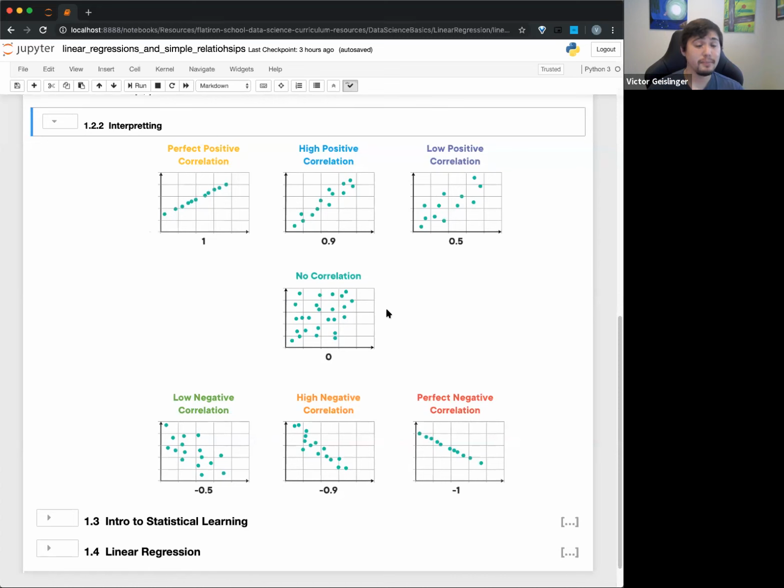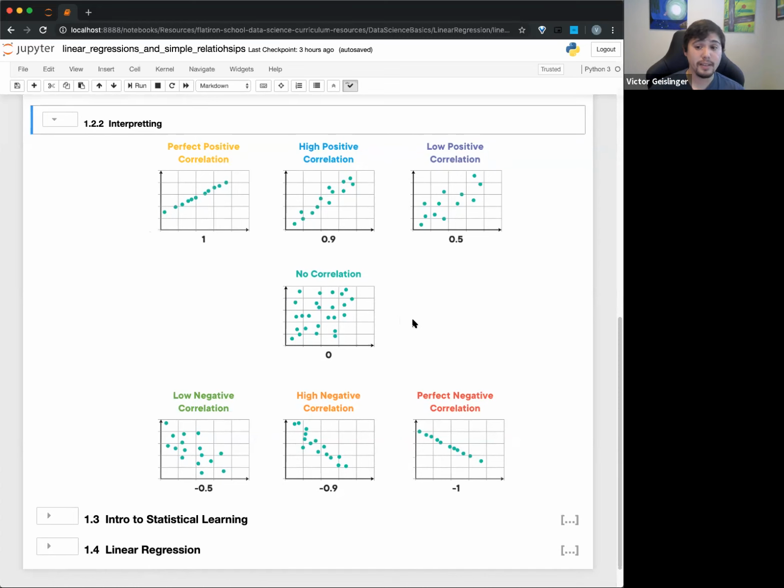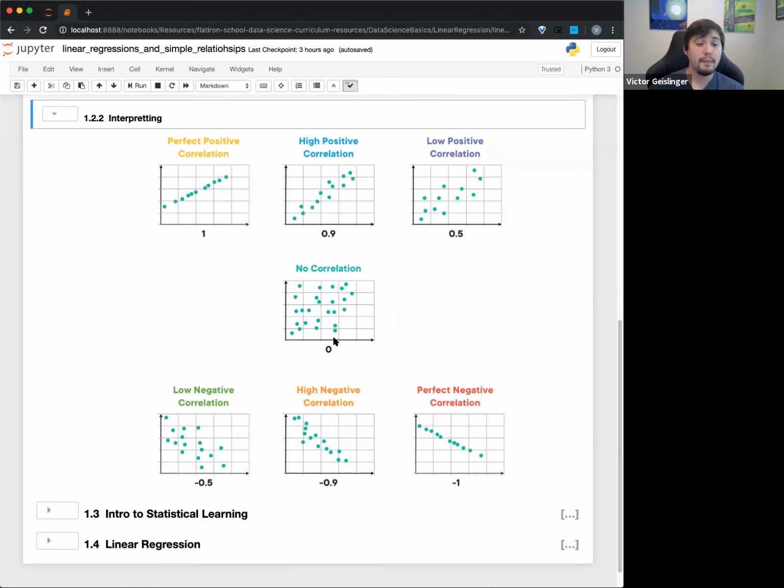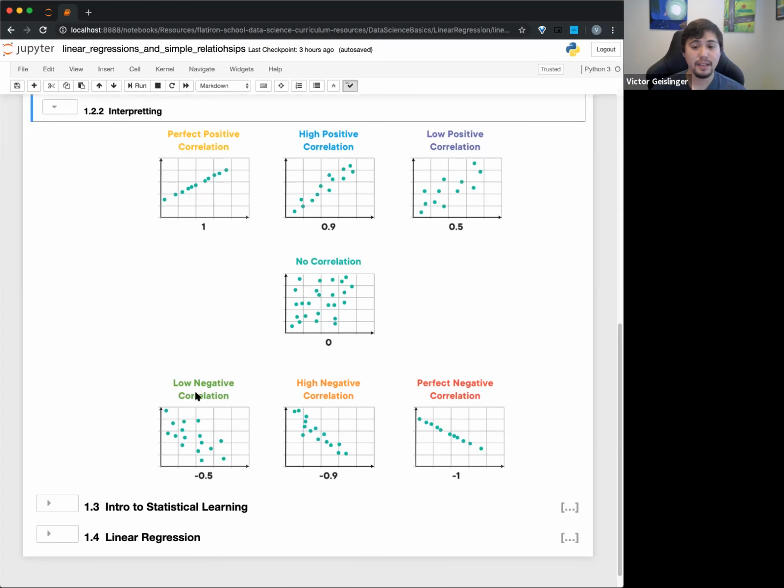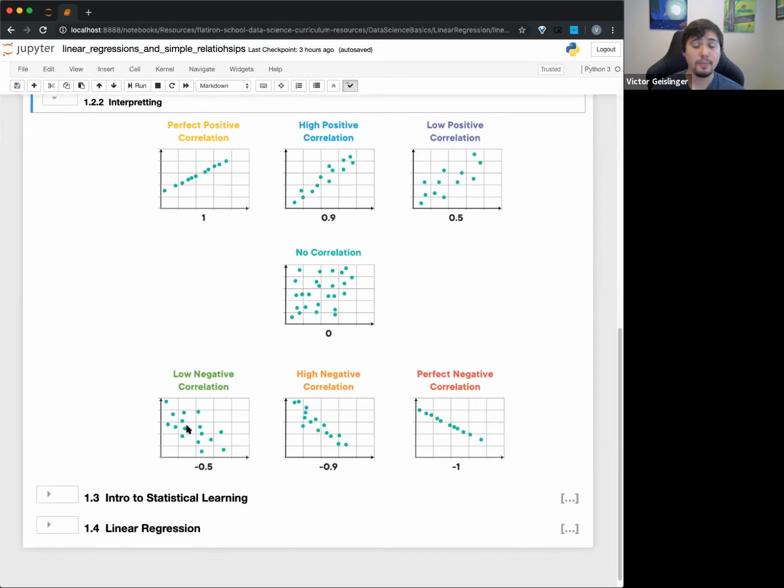0 means no correlation, basically randomness. There's no way I can determine, as I increase x, whether y will increase. That's essentially what this 0 part explains. And then the opposite here is as we get negative correlation. So basically as you increase in x, you start decreasing in y. So you get the whole spectrum in there.